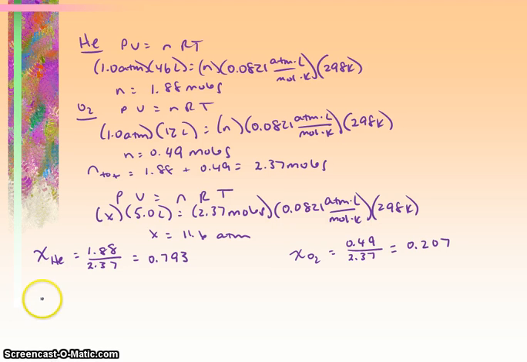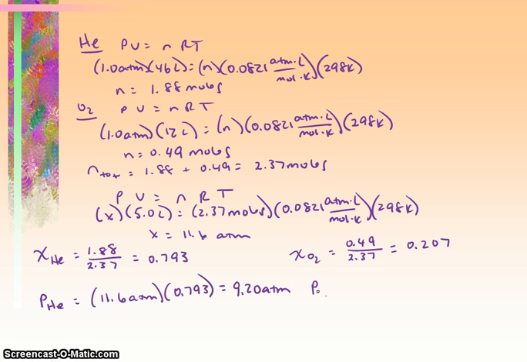So if we want to find out now what the partial pressure of the helium is, it would be the total pressure exerted by the mixture, so 11.6 atm, times the mole fraction, 0.793. And that's going to give us 9.20 atm as our partial pressure for the helium.